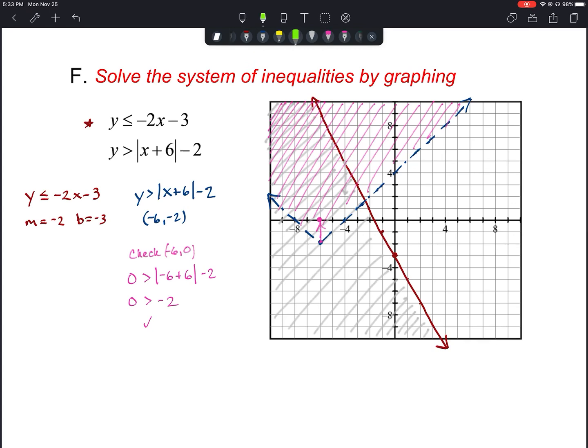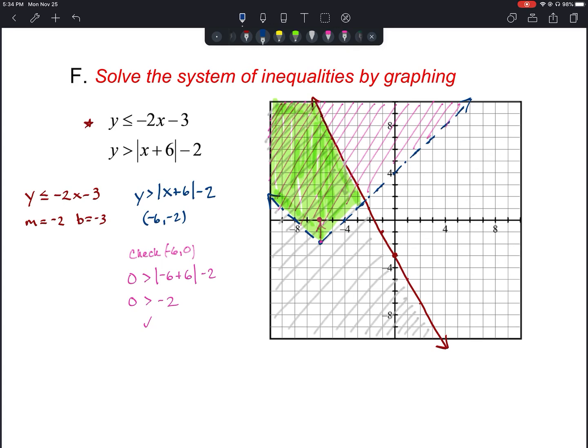So where's the solution region? Well, that's going to be all of our points right inside of here. And now you can take a point there and plug it back in to check to make sure it makes both inequalities true. If not, we may have an issue. So the green region is our solution region there.